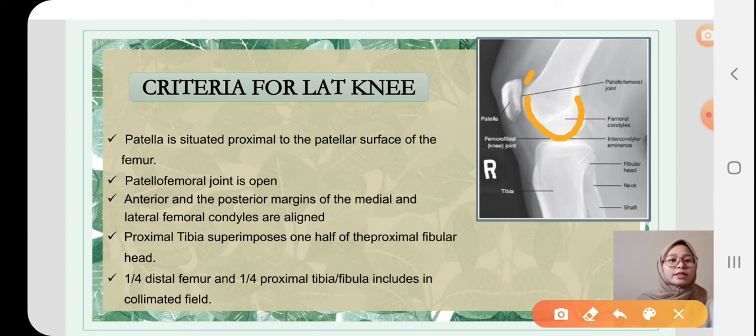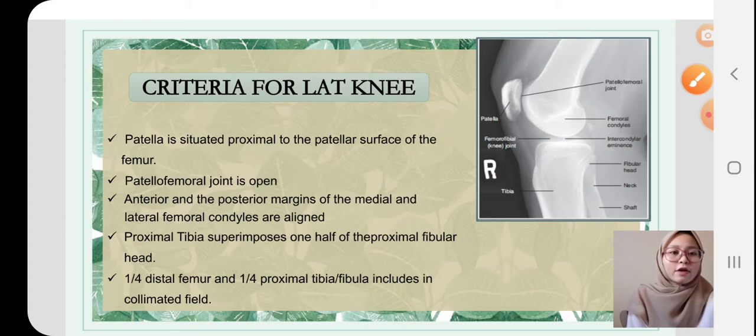Next is the proximal tibia superimposed on one half of the proximal fibula head. Okay, this is tibia and this is fibula, which is superimposed on half of the fibula head. And 1/4 of the distal femur and 1/4 of the proximal tibia and fibula are included within the exposure field.